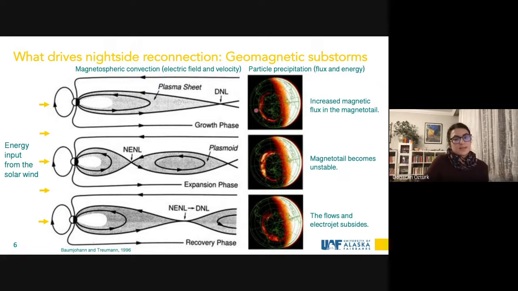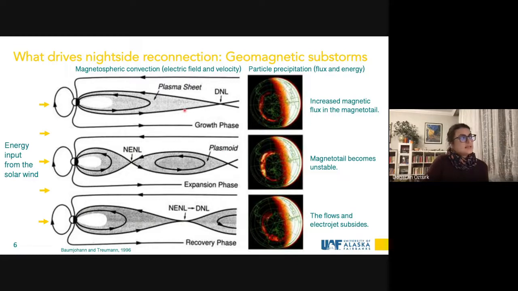So here we can see the three different phases of the geomagnetic substorm: the growth phase, where the plasma sheet is thin, the expansion phase, where the near-Earth neutral line forms, and the recovery phase, where the plasmoid is further released away from the Earth, and the Earth's magnetic field becomes dipolar again.